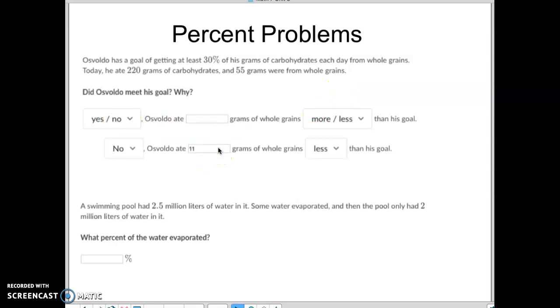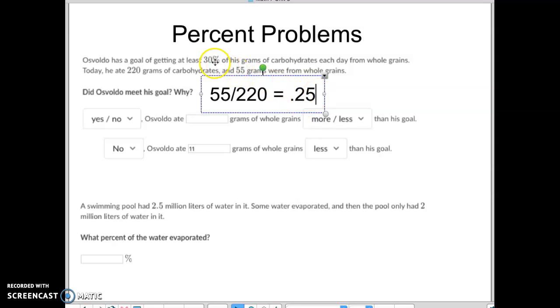If we do a little math here, we take 55 divided by 220. What do we get when we take 55 divided by 220? 55 divided by 220 equals 0.25. If you were to do that as a percent, that would be 25% because we move the decimal over 2 places, always, when going from decimal to percent. So did he make his goal? No, he didn't. So we put a no right there.